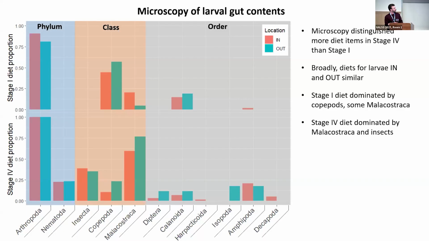And then also interestingly, their secondary and most important diet type is insects, which are extremely abundant within the Neustons layer, and especially within those convergence zones.